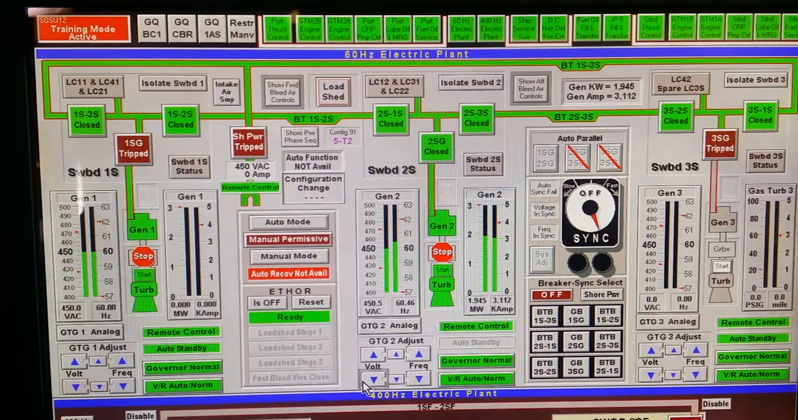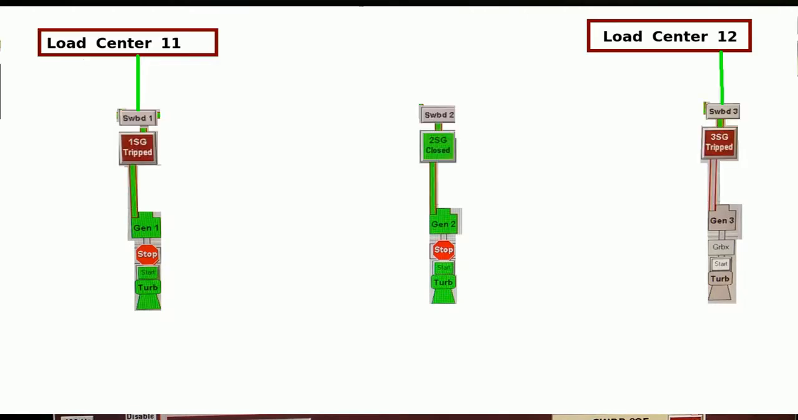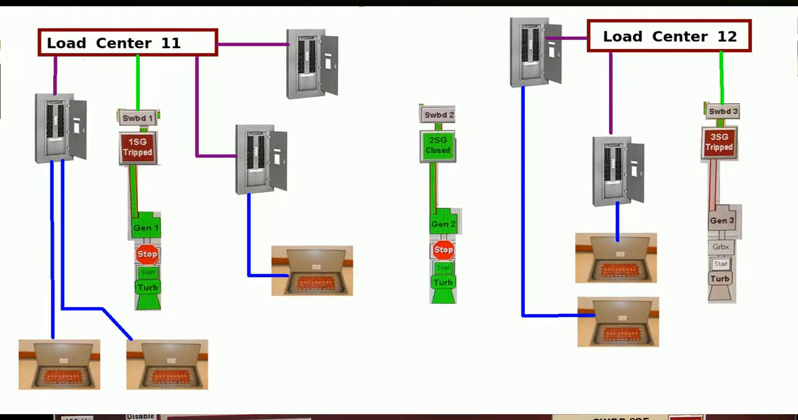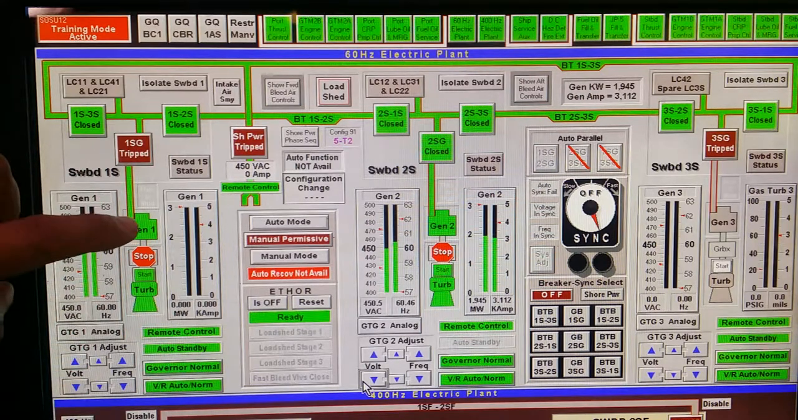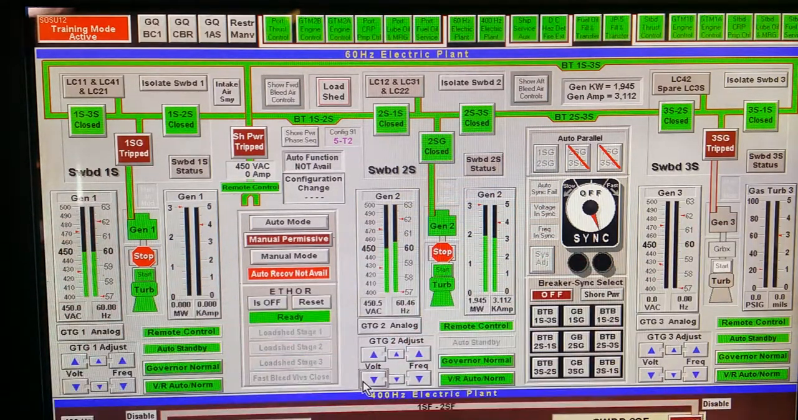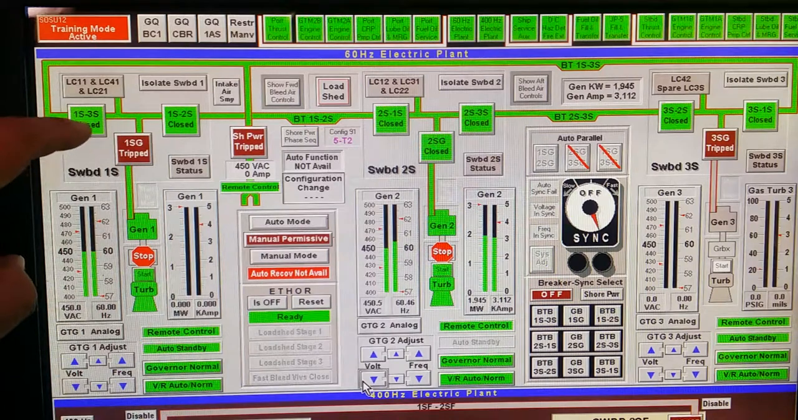Electricians deal with power distribution. Power begins on the generator and then it gets distributed via switchboards, then load centers, power panels, fuse boxes, and some other things. But like I said, it begins at the generator, and that's what I want to concentrate this video on. This simulator shows three different generators, and they provide power to what is called a common bus.